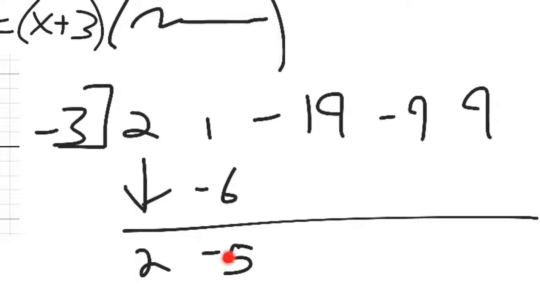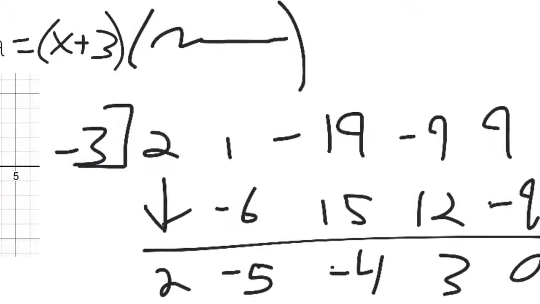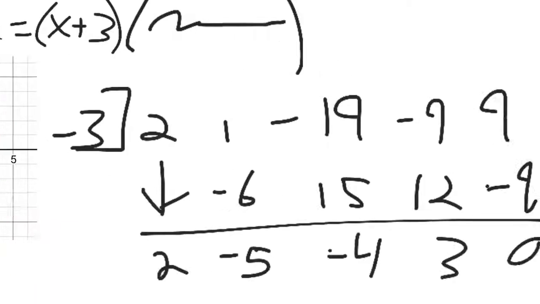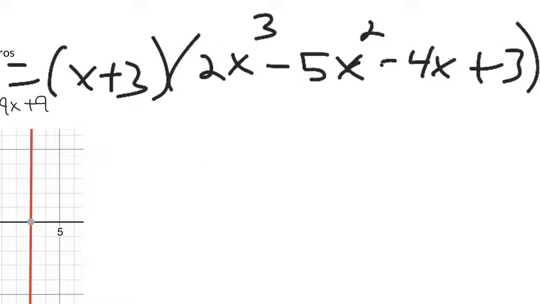Then you multiply that by the root, and then you add, and keep going with that process. You should not get a remainder, and indeed, we didn't. We got 0. So that's what all this stuff is over here. We found the quotient to be 2x to the third, subtract 5x squared, subtract 4x plus 3. That's what's going to go up here. So we've broken down the polynomial into a smaller bite-sized piece. Let's keep breaking it down.